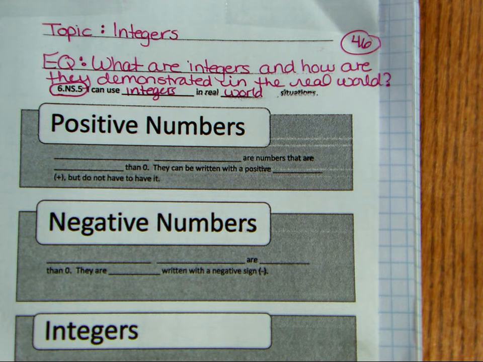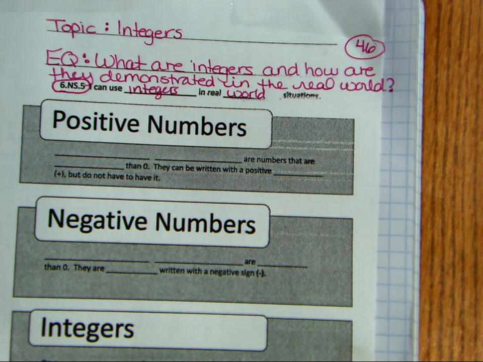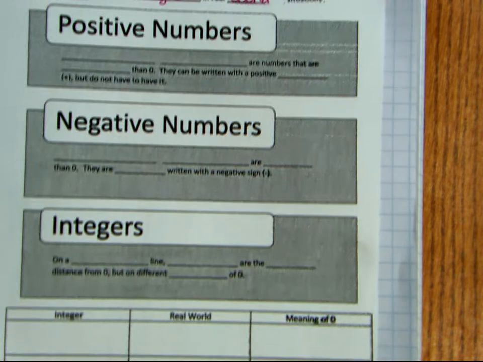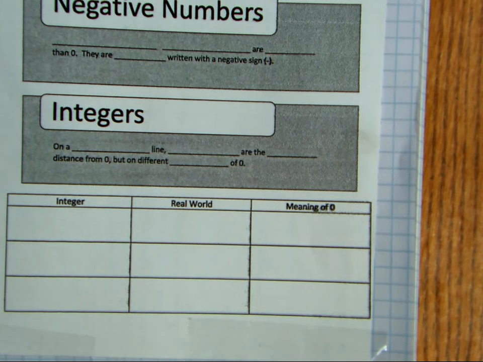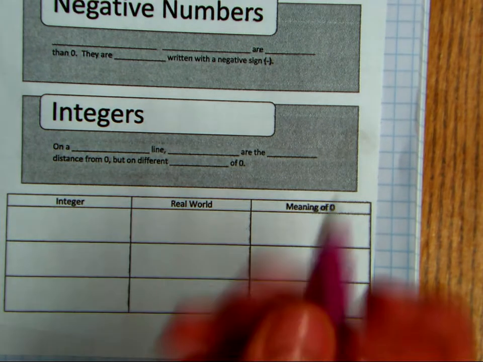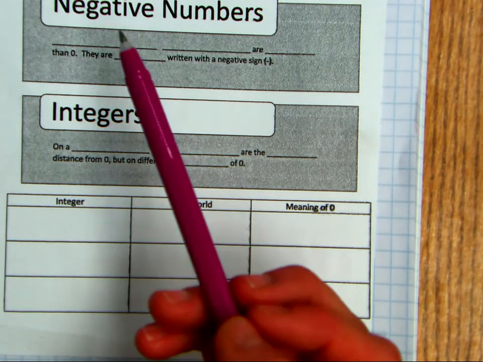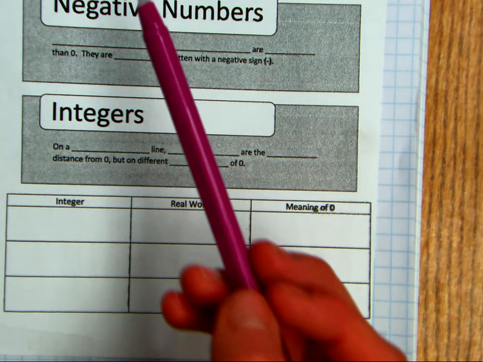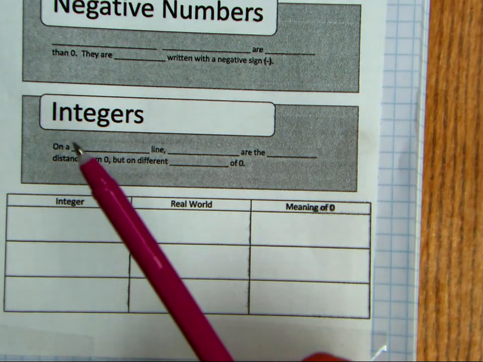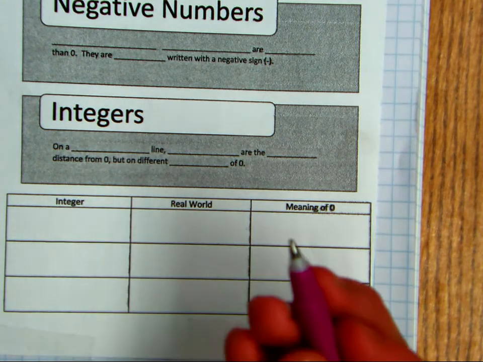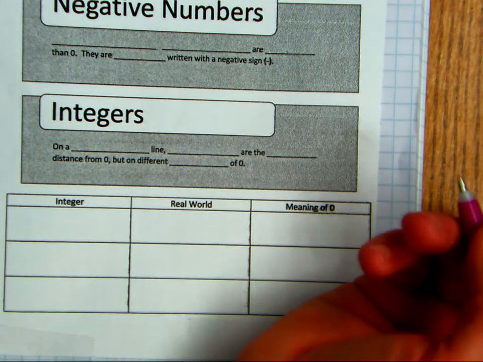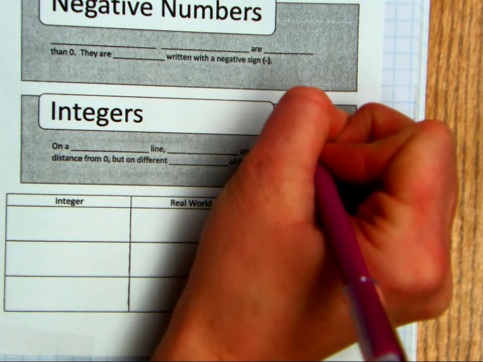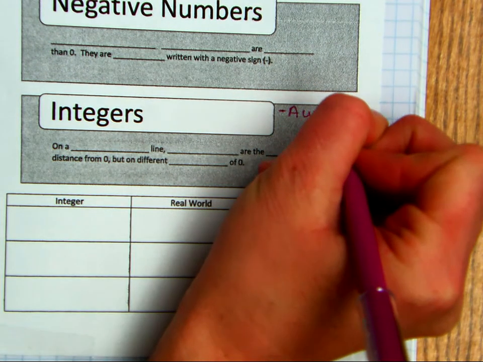Now, to begin this discussion, I'm actually going to skip the first two sections on positive and negative numbers, and I'm going to go all the way down to where it talks about integers, and we're going to start our notes there, because negative and positive numbers are different versions of integers. So I want to start with integers and understand what that is, and then we can classify within that category.